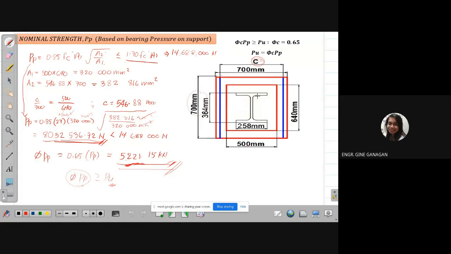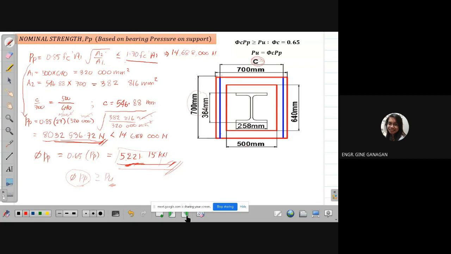So you have to solve both. Pag sinabi kong design, you have to solve both. Tapos compare. So yung sagot, hindi yung 5221. I-compare nyo din yung sagot based on the bending. So magkakaroon na kayo ng conclusion that since the value here in bearing pressure is greater than, kayo na mag-explain, yun yung sagot. So, yun lang yung i-babase ninyo during quiz or during activity or during exam. Ang tinatanong ko lang is yung design strength. So, you have to solve both. Okay?